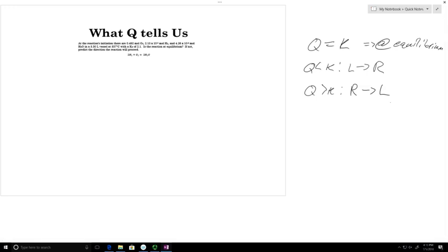So let's take a look at this problem. At the reaction's initiation, there are 0.492 moles of oxygen, 2.13 times 10 to the minus 2 moles of hydrogen, and 4.26 times 10 to the minus 4 moles of water in a 5.3 liter vessel at 537 degrees Celsius with a Kc, so that's our K value, of 2.1. Is the reaction in equilibrium? And if not, what direction will it proceed in?